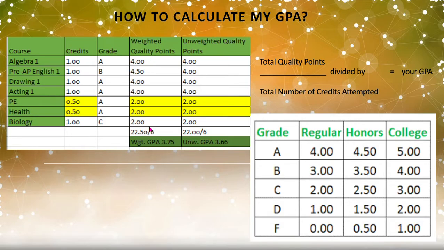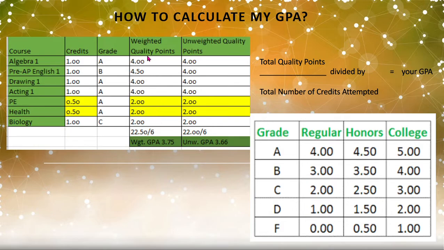So in the weighted column, we're going to take into consideration that this pre-AP English 1 class is in the honors category, and this student earned an A. So instead of earning 4 points for that A, in the weighted column, they're going to earn 4.5 points. Now coming over to the courses in yellow, PE and health, since these courses are only half a credit, rather than earn 4 points for that A, you're going to divide that in half. It's a half a credit, so they're going to get 2 points for that A.